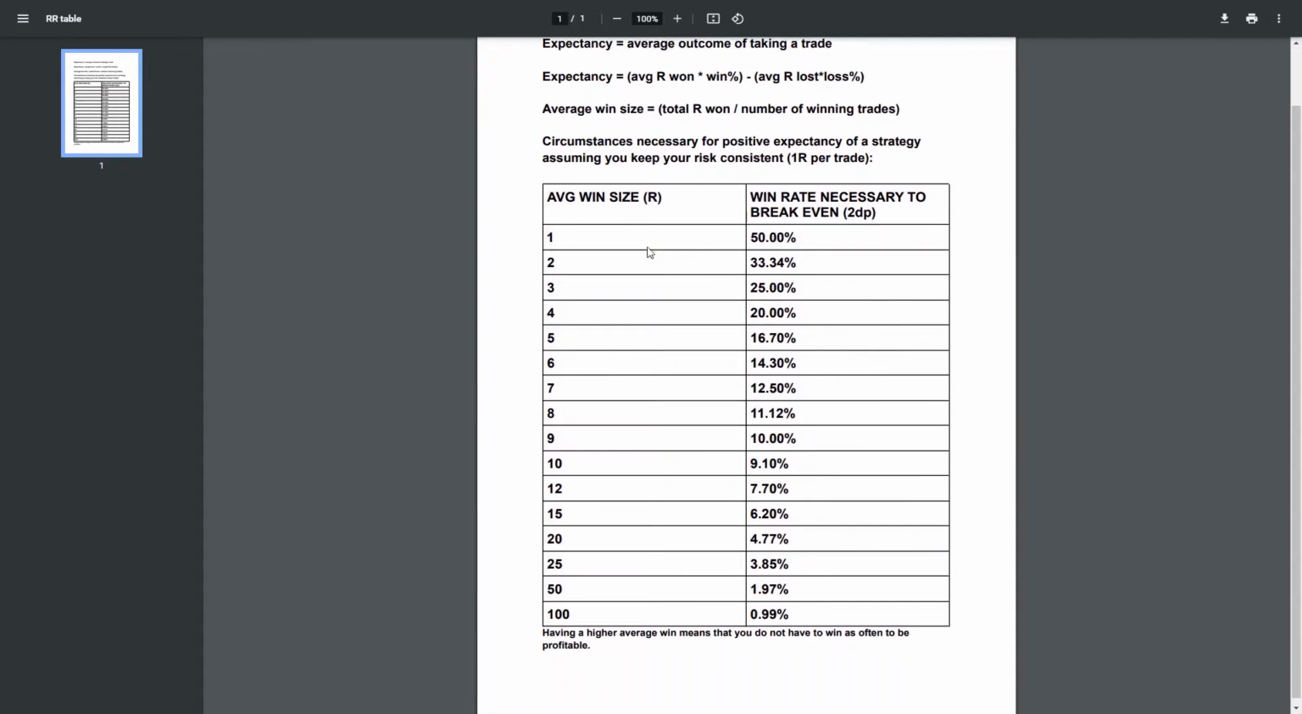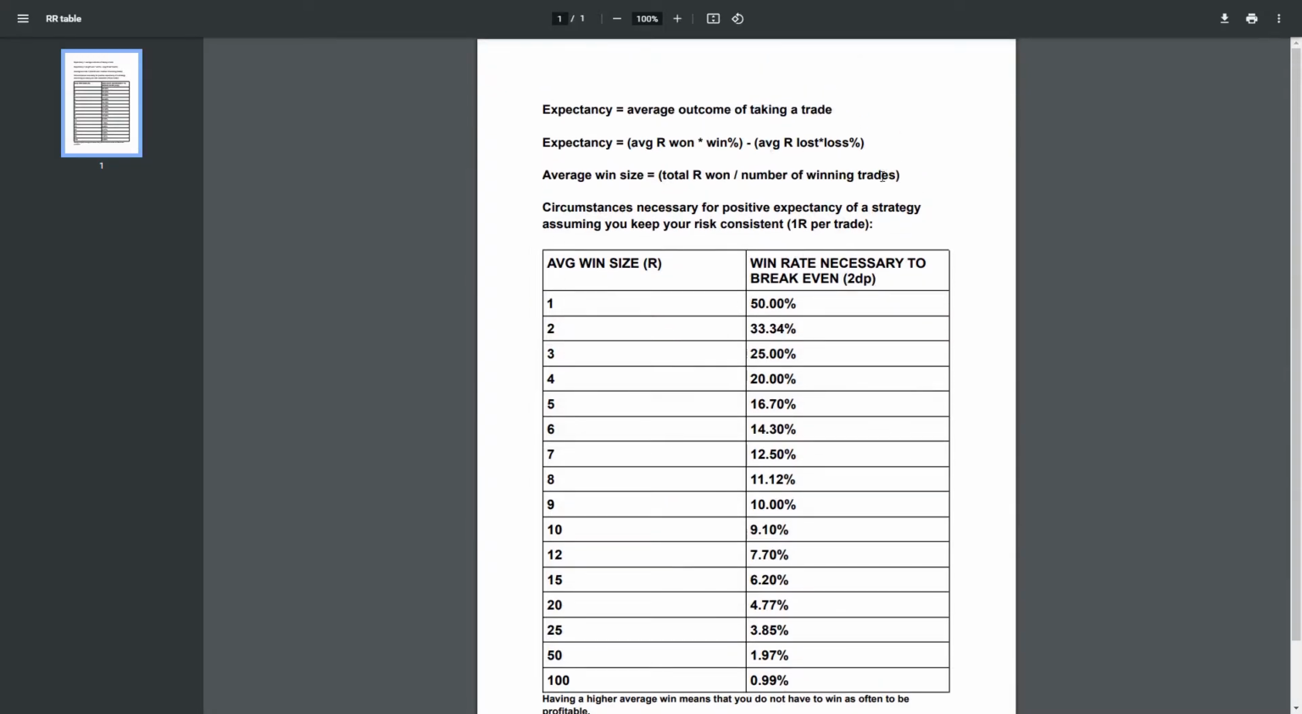So yeah, basically the point of this is that having a higher average win size means that you don't have to win as often to be a profitable trader. So it's really a personal choice and it's up to you, and it depends on what strategy you've got, what type of average win size that you want to aim for. But just keep in mind that the lower you go with your average win size, the more frequently you need to be right, and vice versa. So just keep that in mind, guys.